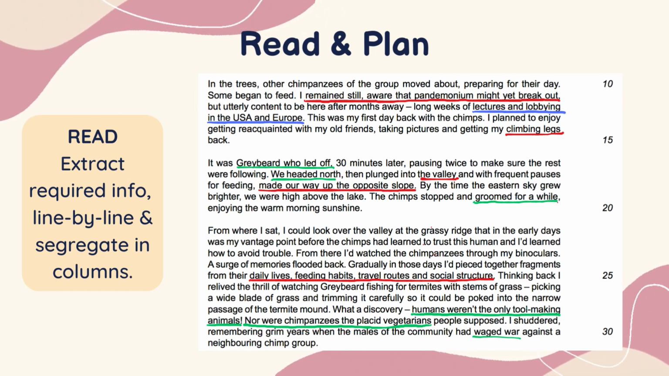Fifth paragraph. All the way from daily lives to social structures, it explicitly gives you the information of what Jane's work involves and what exactly she studies about the chimpanzees. Next, there's this long description about how Greybeard makes a tool. It says here, humans weren't only the tool-making animals. So that shows that chimpanzees are also very skilled at tool-making, inventing, and that they're problem solvers. Chimps were vegetarians. So this is talking about food habits. Chimps eat both meat and leaves. The chimps waged war once. This is talking about their personality. They're territorial and aggressive. Green.